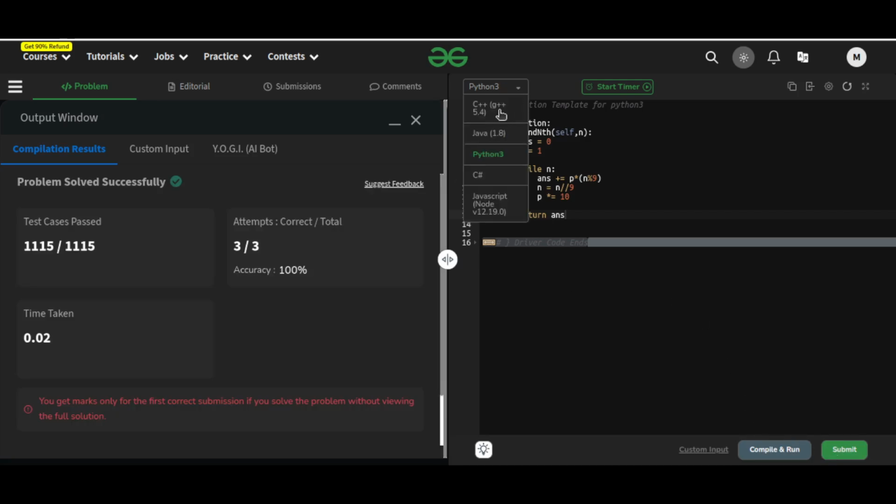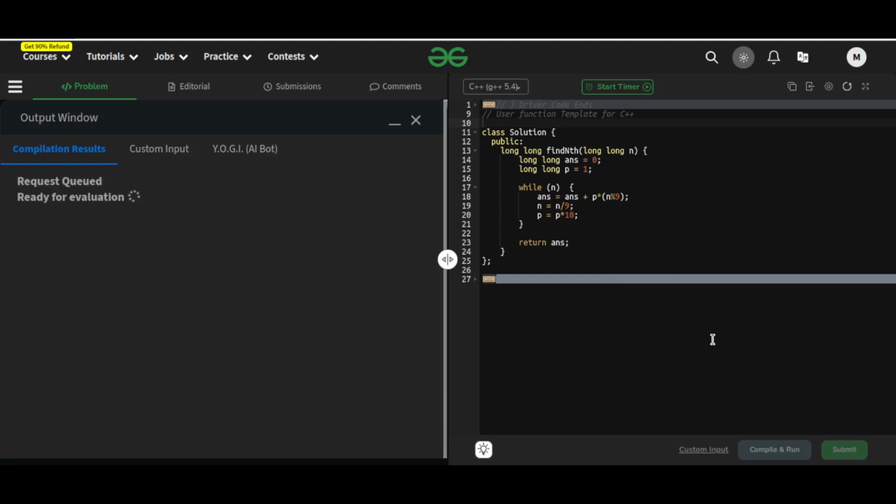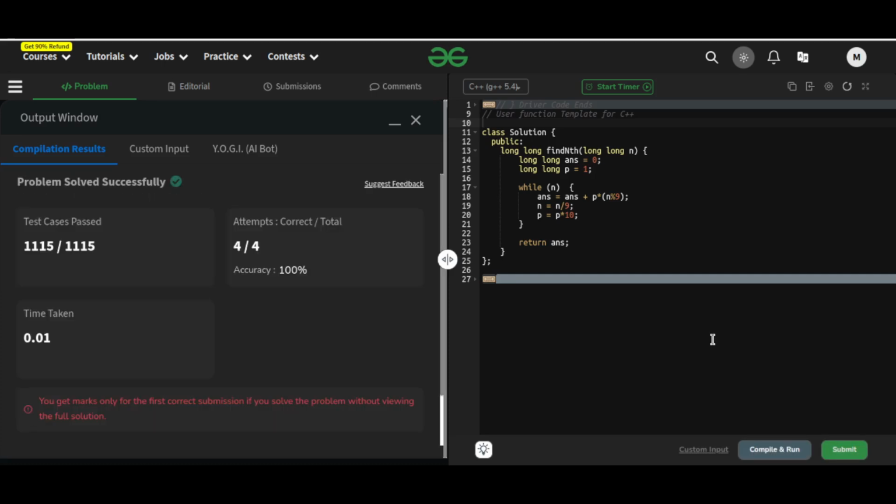Now let us look at the C++ implementation. So again, it is the same, folks. Answer, p, and then we are iterating on n while n is not equal to 0. Answer equals answer plus p into n modulo 9. Then n and p are updated, and towards the end we are returning answer. So that's the C++ implementation, folks. Now let us submit our solution. So our C++ implementation also got accepted.